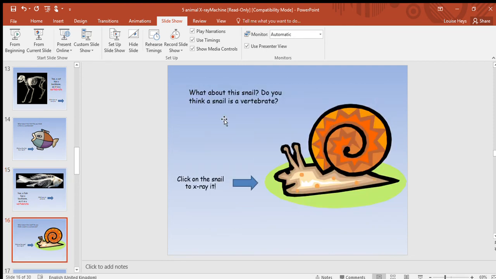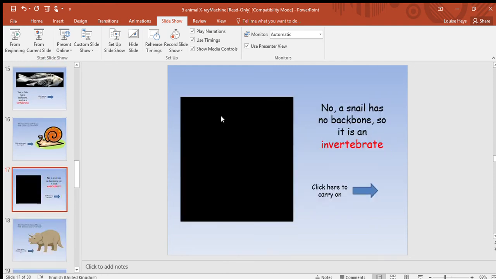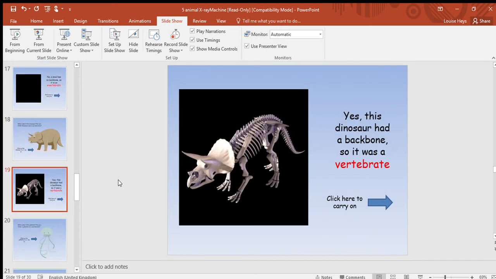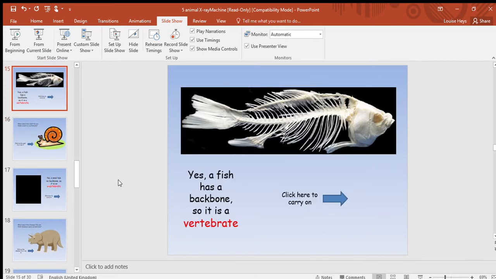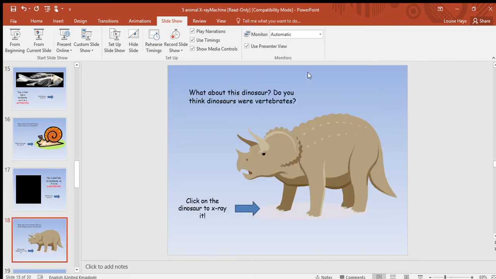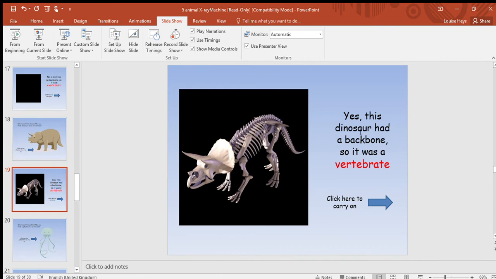Next one. Snail. What do we think about a snail? Do we think a snail has a backbone? Unfortunately not. No, a snail has no backbone, so it's an invertebrate. Next one is a dinosaur. So, do you think that dinosaurs had a backbone underneath that tough skin of theirs? What do you think? They did indeed. This particular dinosaur had a backbone, so it's a vertebrate.